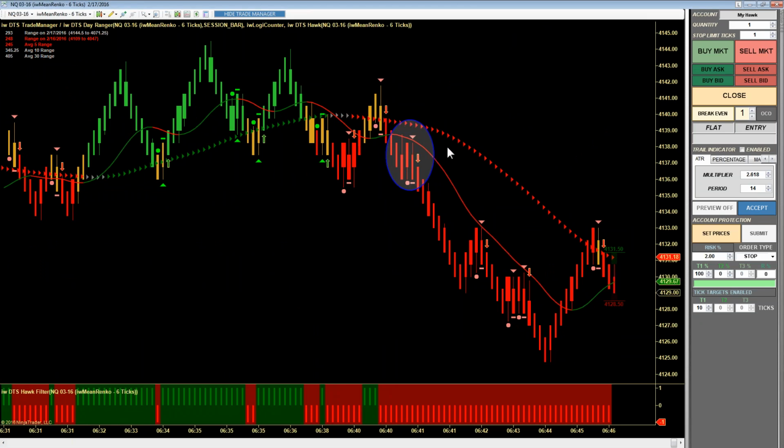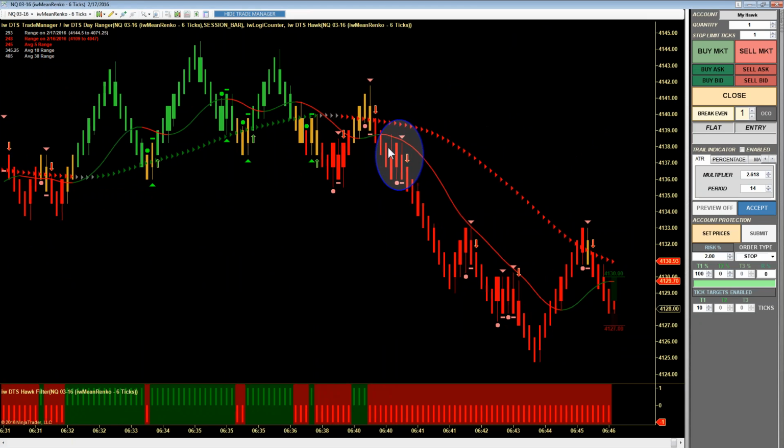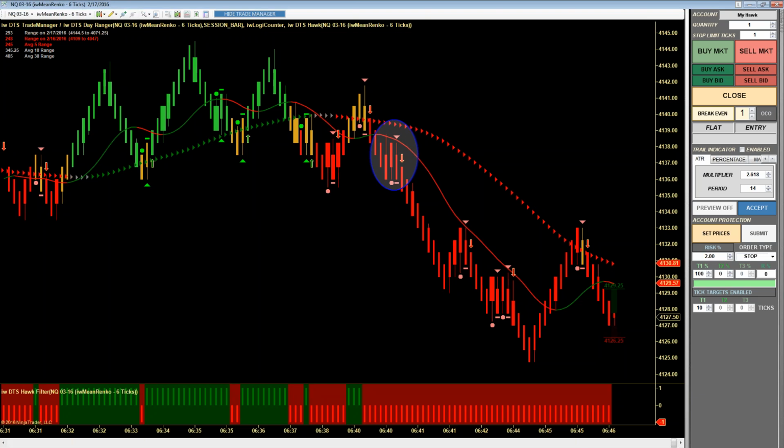And it occurs when the micro line and macro line cross and everything comes into sync. So we've got red bars, red trend line, red filter, and a red signal. Very, very high probability trade.